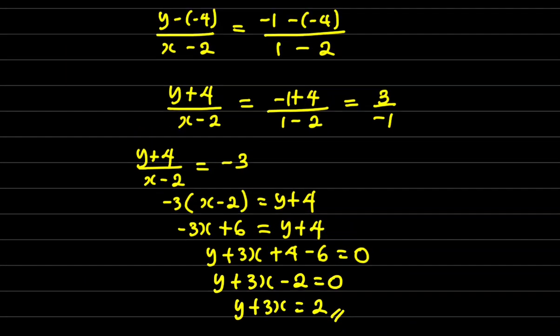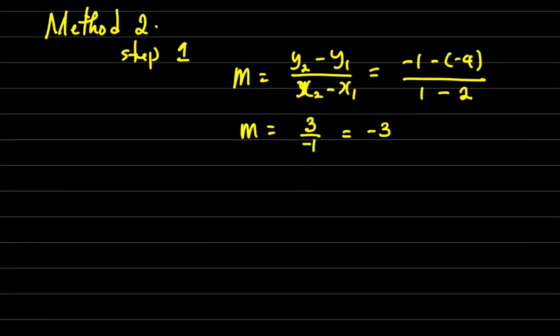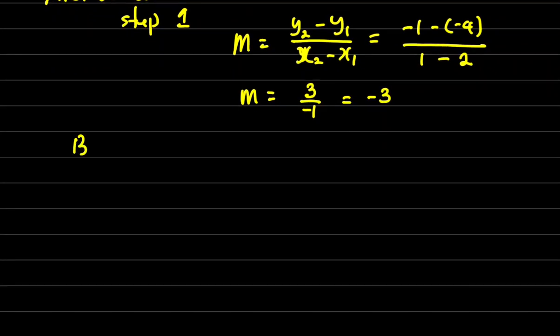Now recall that this line will pass through both A and B, so just pick a point. Let me pick point B, which is (1, -1), and I have my gradient to be -3. Now you can see that it has gone back to the type of question where we find the equation of a line given the gradient and a point.